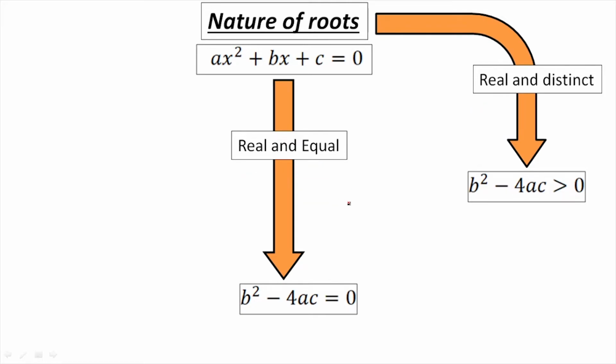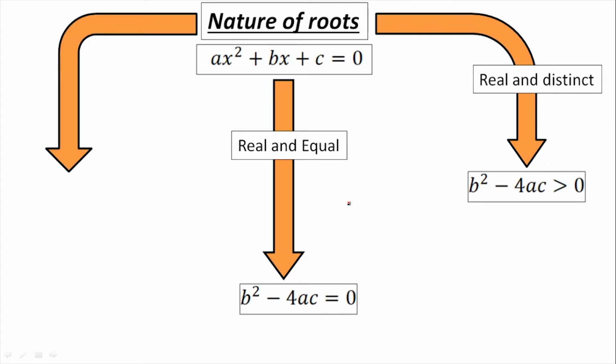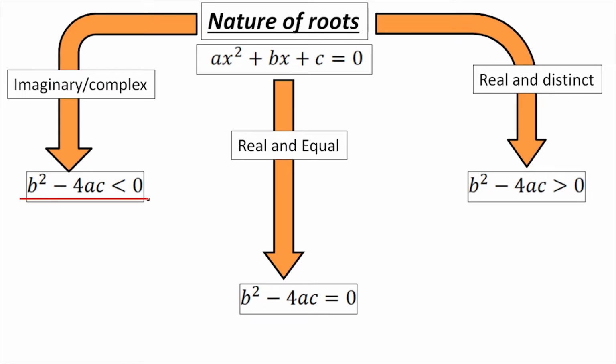The third one is when the discriminant is less than 0. When it is less than 0, then the roots become imaginary or complex. That is the same as saying it is not real. You can take a screenshot of this. It helps you to remember the nature of the roots.